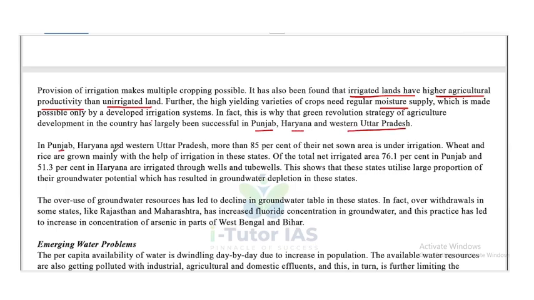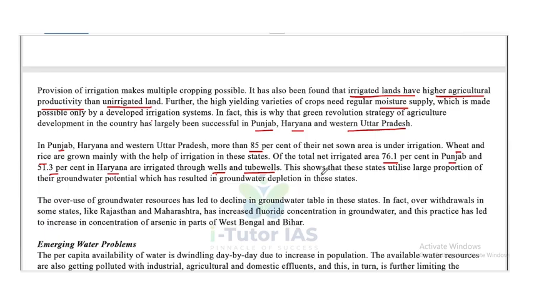In Punjab, Haryana and Western Uttar Pradesh, more than 85% of the net sown area is under irrigation. Wheat and rice are grown mainly with the help of irrigation in these states. Of the total net irrigated area, 76.1% in Punjab and 51.3% in Haryana are irrigated through wells and tube wells.